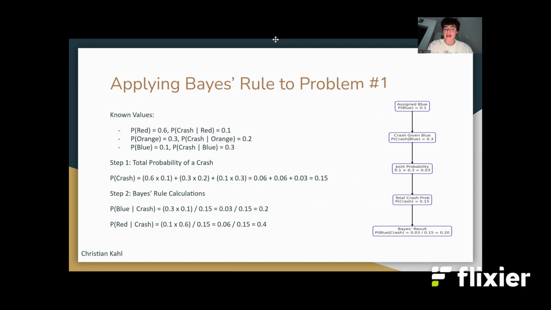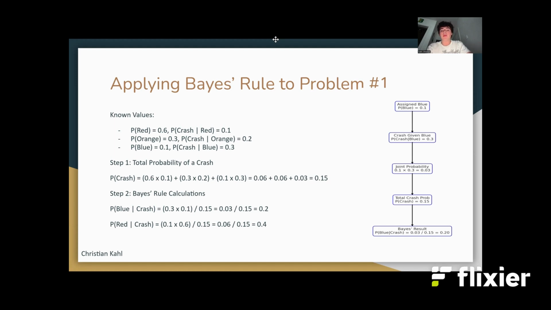Each software also has a different crash rate. Red crashes 10% of the time, orange 20%, and blue 30%. To use Bayes' rule, we need the overall probability that any program crashes, so we multiply each software's chance of being assigned by its crash rate. That means any program crashing at all happens, according to our formula, 15% of the time.